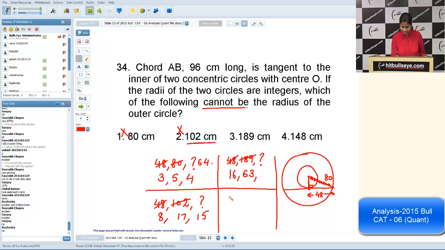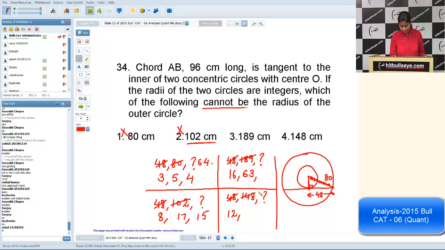148. Let me check this as well. 48, 148. What will be the cancellation factor here? I think 8 is not working. Let us take 4. Yes, 12, 35, 37. So again, this is a possible option, but we were interested in cannot be. That's why third option, that is the answer. Fourth is not the answer. You got that, Rashmita? Now, Saurabh.